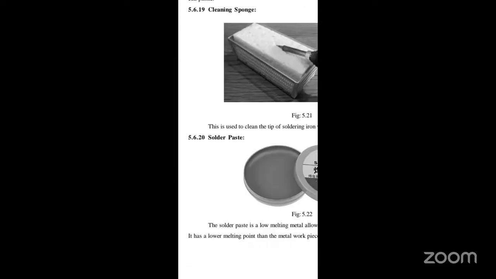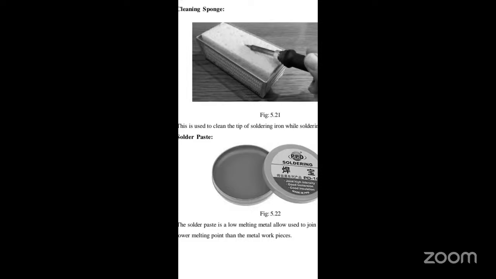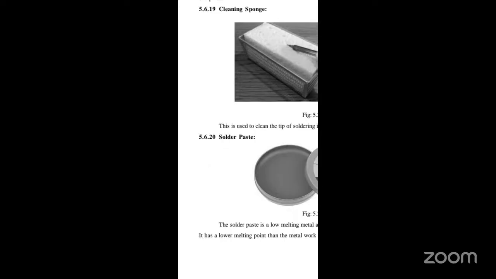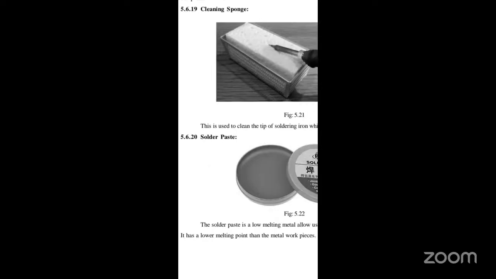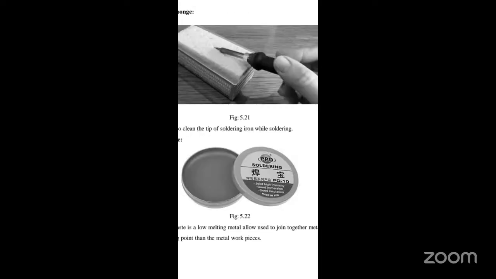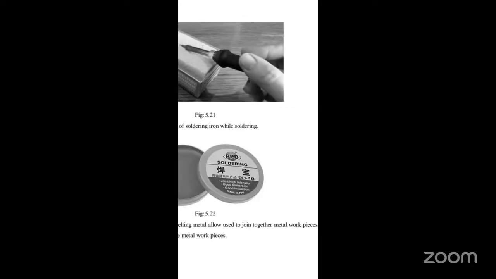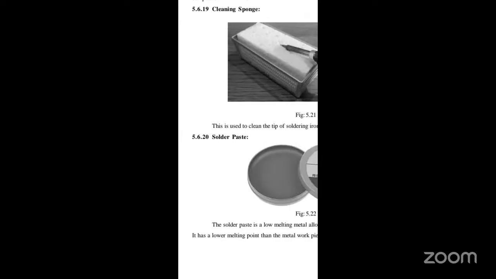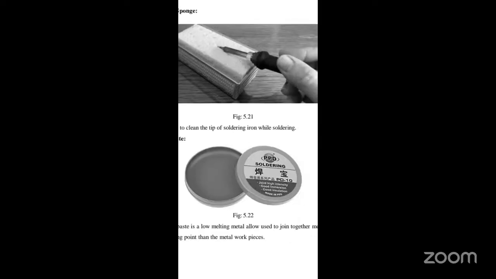The solder paste is a low melting metal alloy used to join together metal work pieces. It has a lower melting point than the metal work pieces.